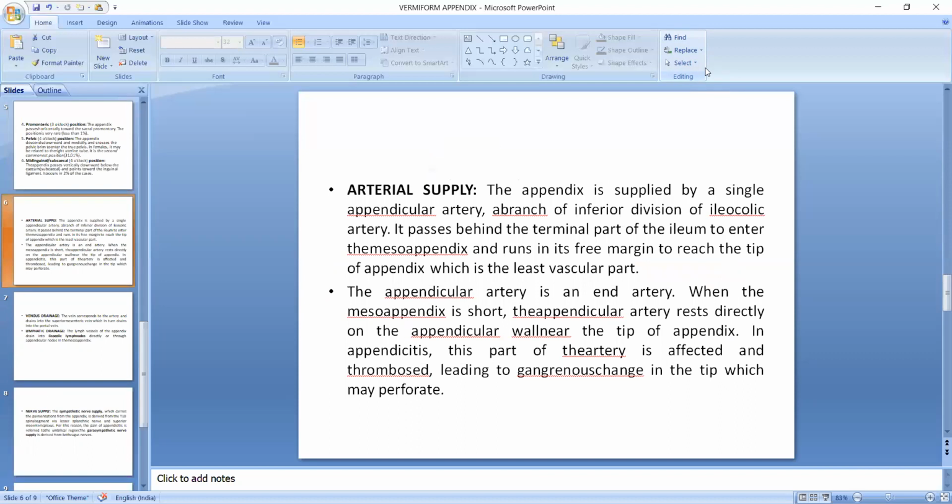Arterial supply: the appendix is supplied by a single appendicular artery, that is the branch of inferior division of ileocolic artery. When the mesoappendix is short, the appendicular artery rests directly on the appendicular wall near the tip of the appendix. In appendicitis, this part of the artery is affected and thrombosed, leading to gangrene, and there will be change in the tip, which may cause perforation.